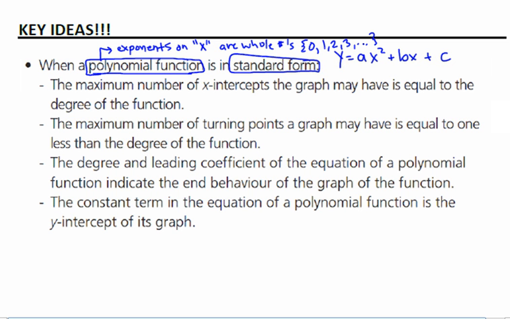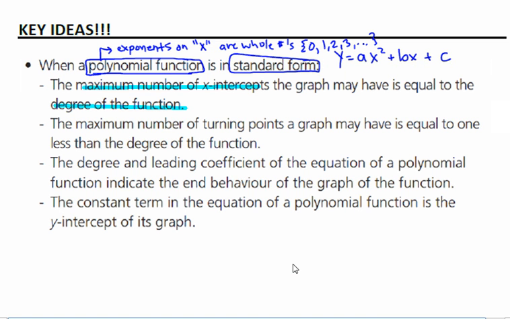So the exponents on x are all whole numbers. That means you can't have negatives or square roots, and no dividing, just y equals x cubed, for example. When we have polynomial functions in standard form, the maximum number of x-intercepts is equal to the degree of the function.